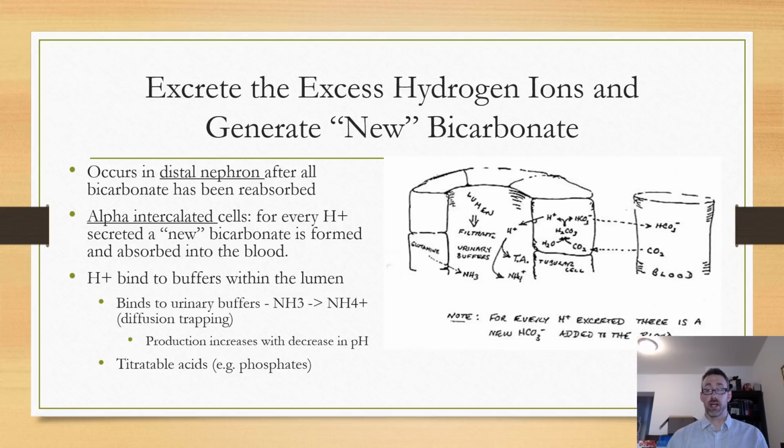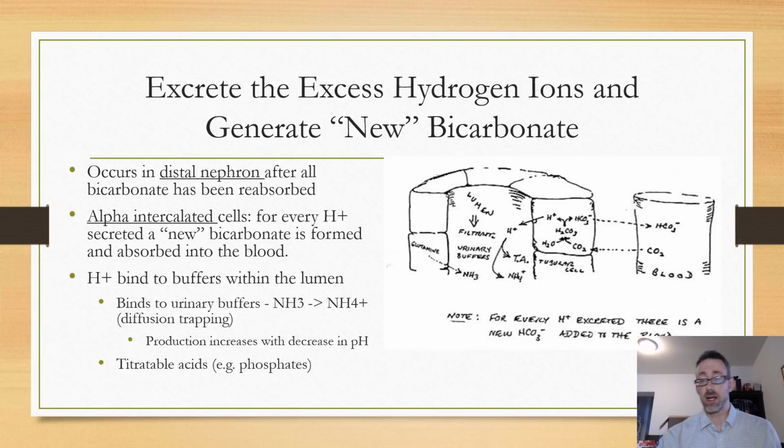Now we want to also excrete. So not only do we want to reabsorb the bicarb that was unused, we want to make sure that we excrete any excess hydrogen ions. And in doing so, we're actually going to generate new bicarb. So this isn't reabsorbed, it's new bicarb. And this happens in the distal nephron. So we're talking about, again, the collecting ducts and late distal convoluted tubule.